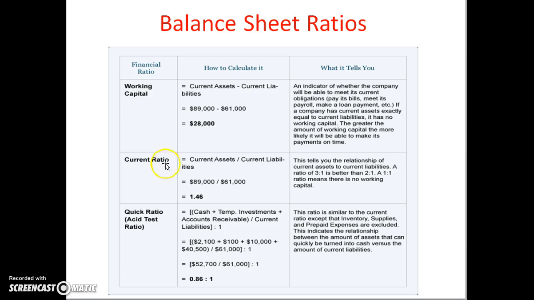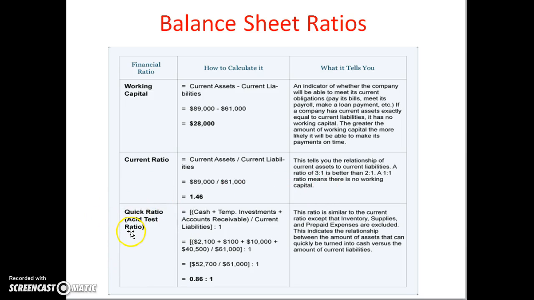Another ratio is called the current ratio, and it's taking these same numbers but dividing the current assets by the current liabilities. This ratio will tell you the relationship of current assets to current liabilities. So for an example, a ratio of 3 to 1 is better than a ratio of 2 to 1 or a ratio of 1 to 1. A ratio of 1 to 1 means that there is no working capital.